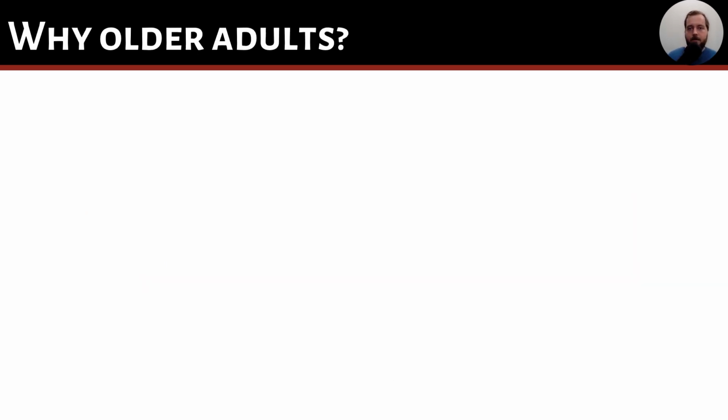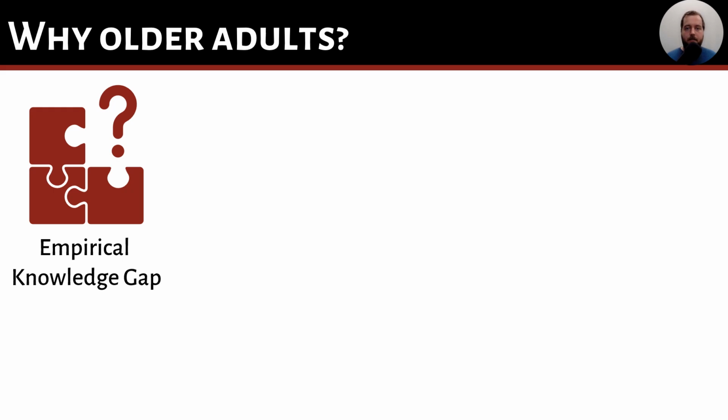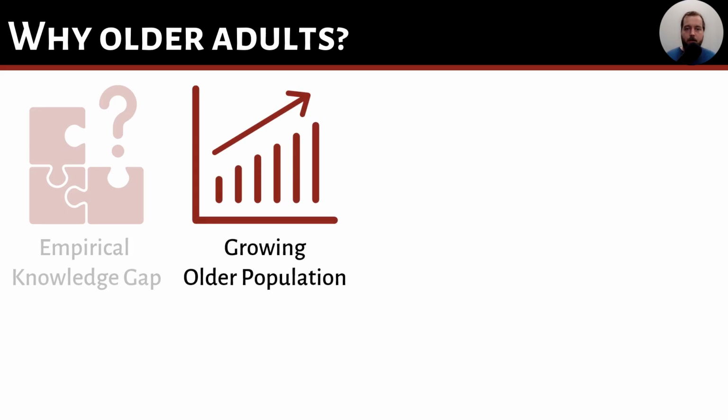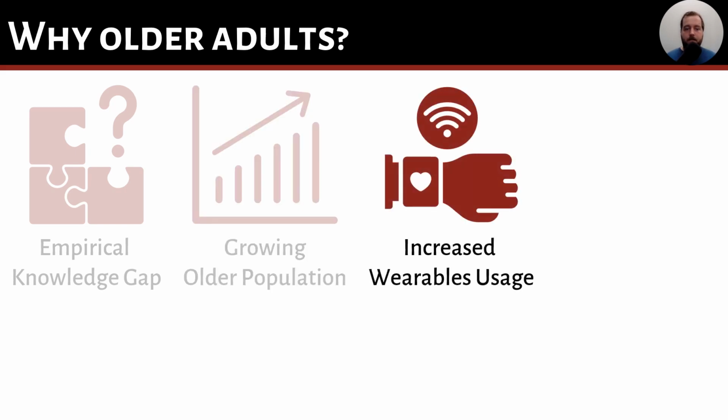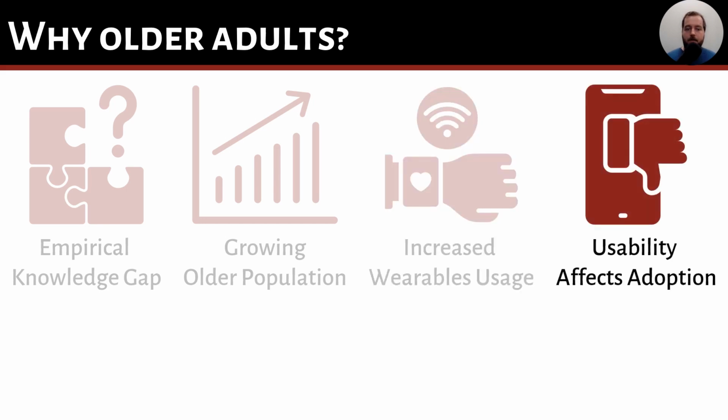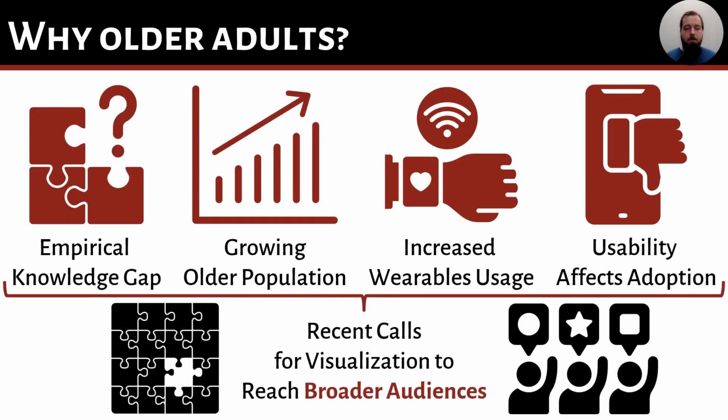So why older adults? Well, recent work has shed light on the importance of exploring the intersection of data visualization and aging, but there's a lack of empirical work. Also, the older adult population is one of the fastest growing groups globally, predicted to outnumber children by 2060. These folks are increasingly using wearable devices for data-driven self-care and decision-making. However, it's been shown that poor design and usability of such devices can reduce their adoption rate.